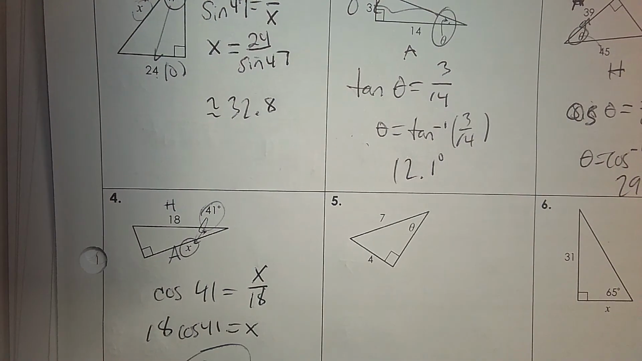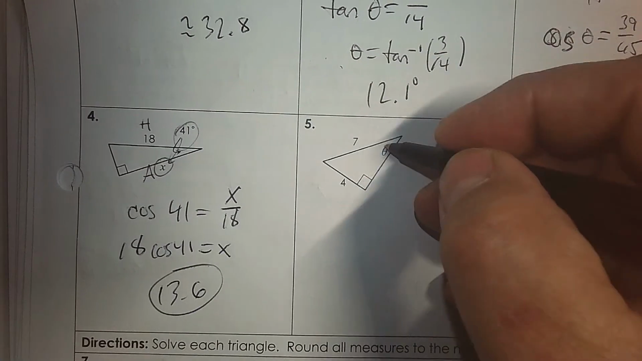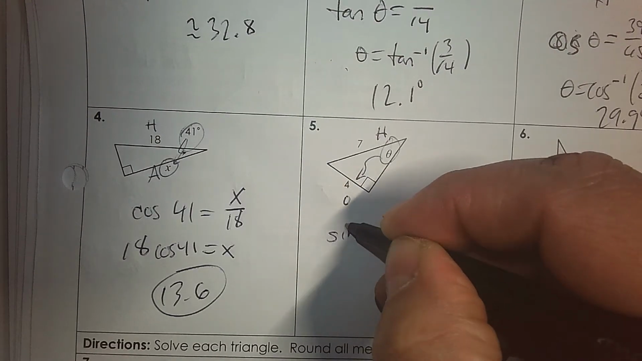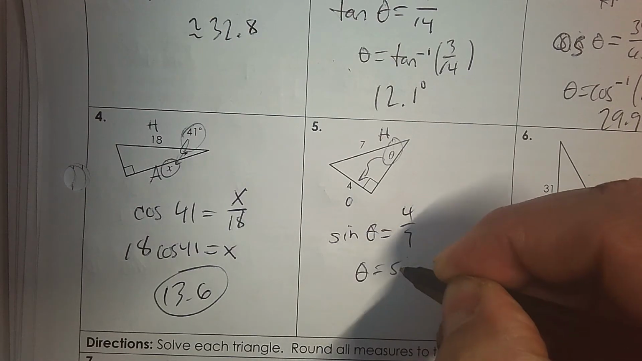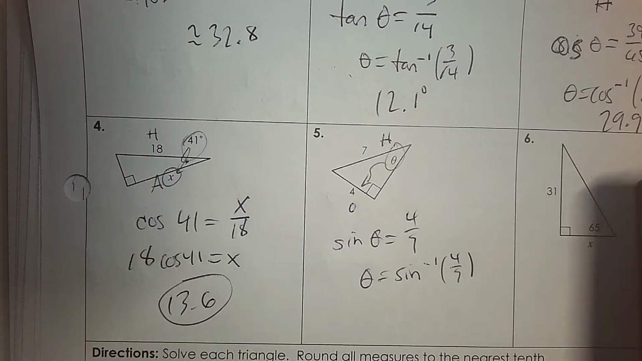Number five. Oops. I'm looking for a missing angle. So what do I got? That is opposite and hypotenuse. That's sine of theta is equal to 4 over 7. To get theta by itself, it's inverse sine of 4 over 7. And then use your calculator.